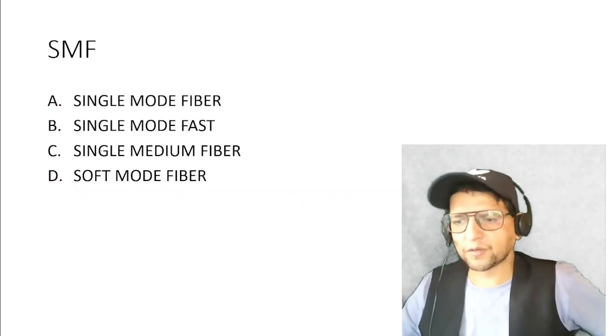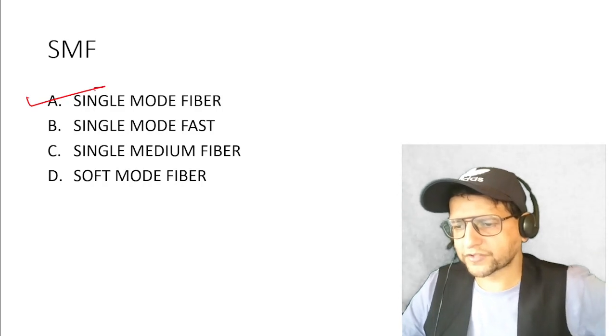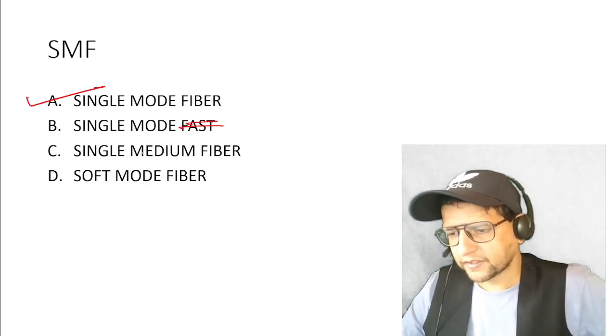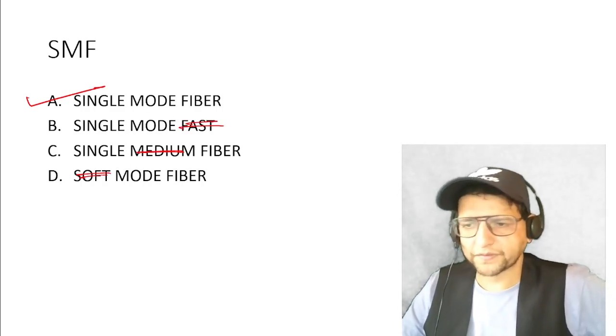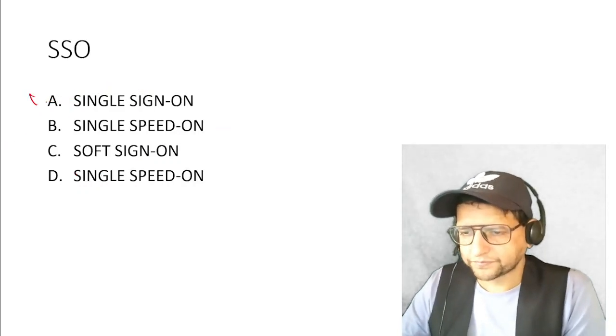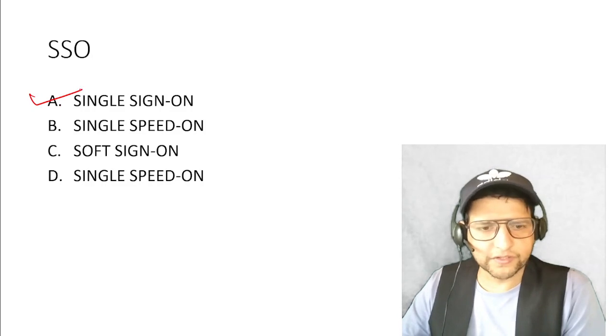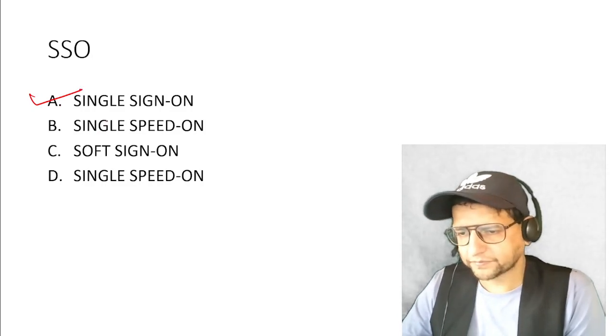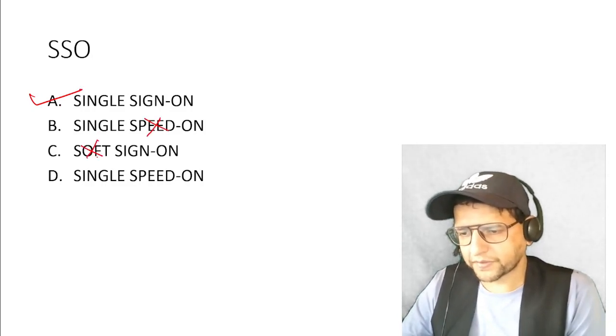SMF is your single mode fiber. So there's multi-mode, there's also single mode. It's not fast, it is not single medium, it's not soft. SSO is single sign-on, where you sign in only once. Authentication once, authorization many. It's not speed, it's not soft.